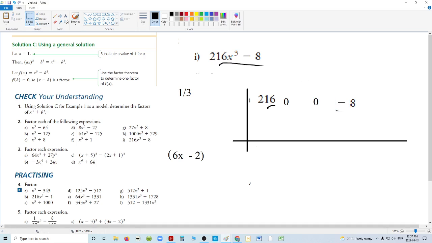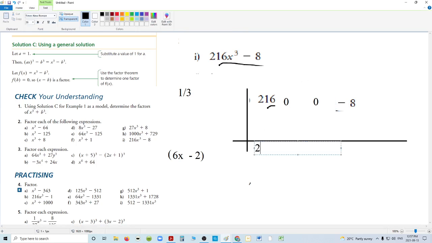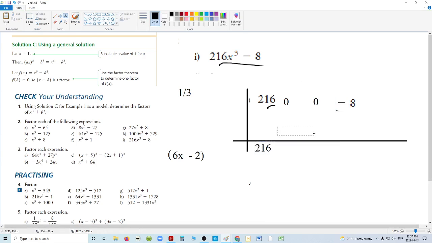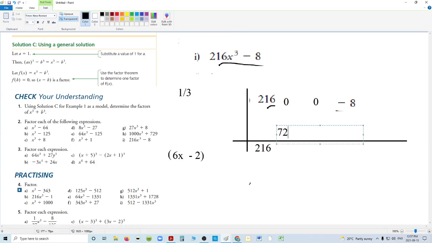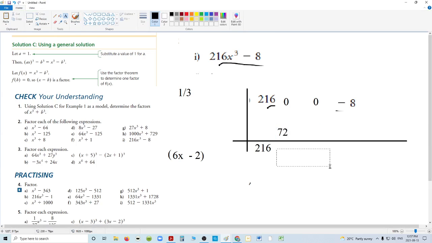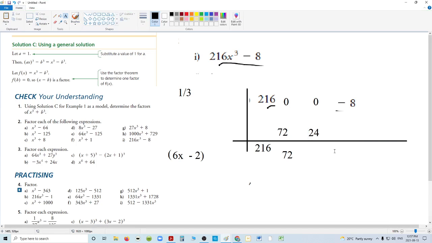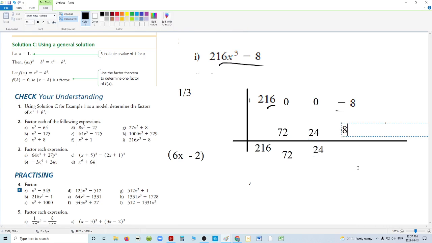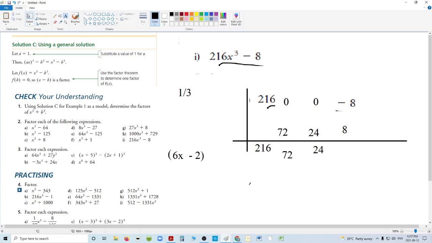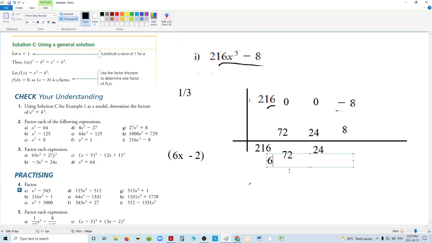Then I just start with synthetic division. I bring the 216 down. I divide it by 3, which is 72, and multiply by 1. Then I add that to 0. I get 72. When you divide that by 3, it's 24. Then I add it to 0, 24. When I divide that by 3, I get positive 8. And the numbers cancel out. But I'm not done. I have to divide each of these by the magic number 6.